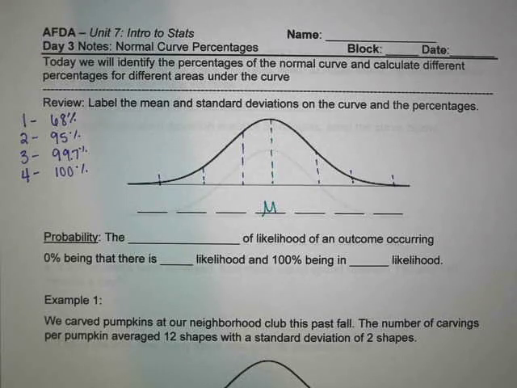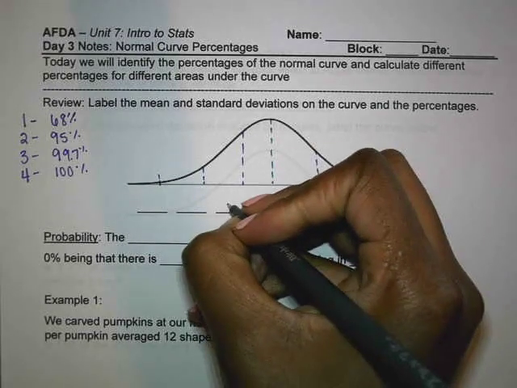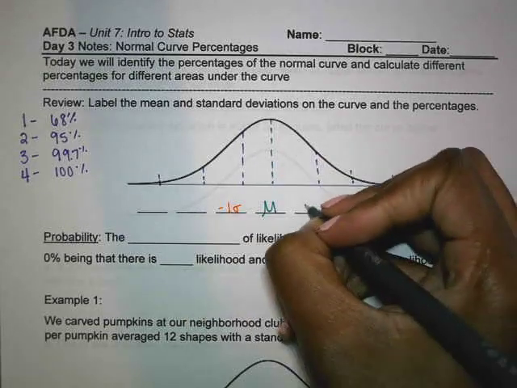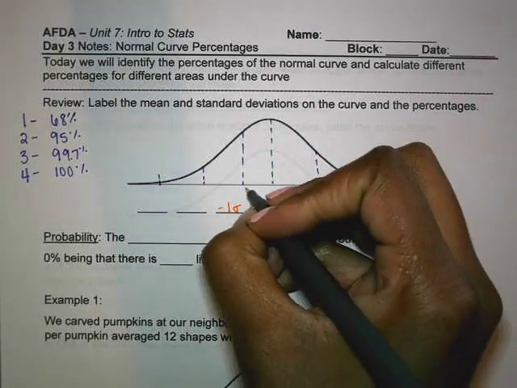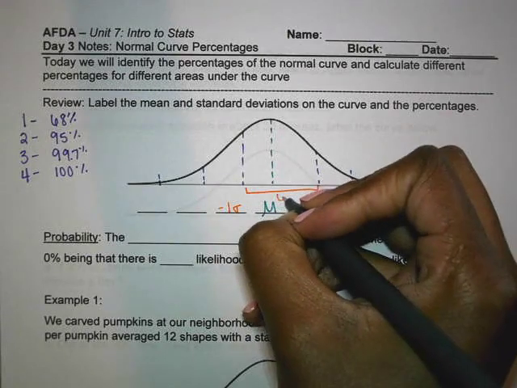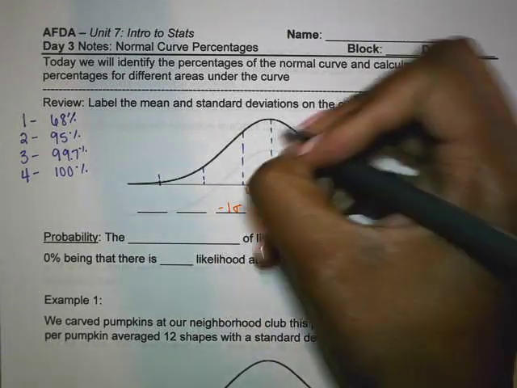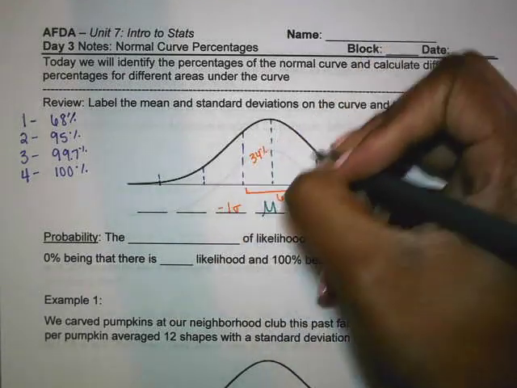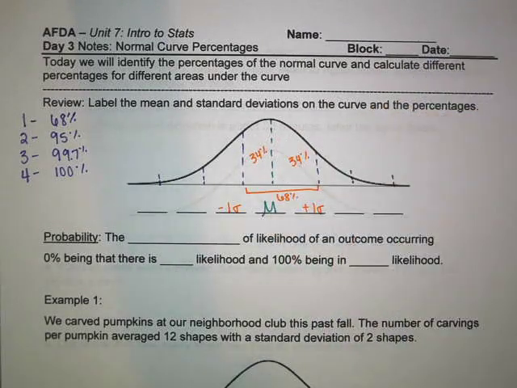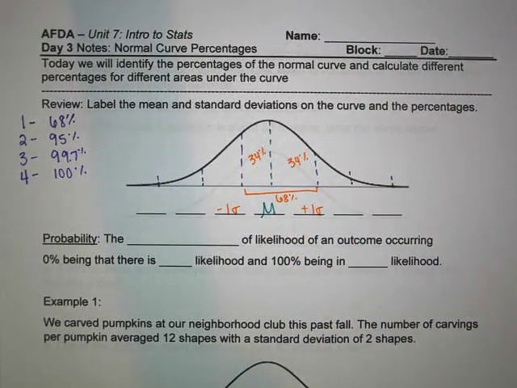So I know that from 1 deviation away from the mean, this is going to be 68%. So that means that this piece is 34 and this piece is 34. Right? Ignore that one piece is bigger than the other. We're just talking in sense of numbers.